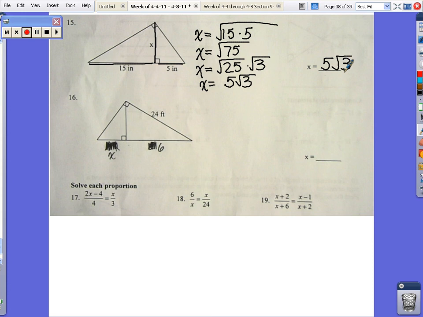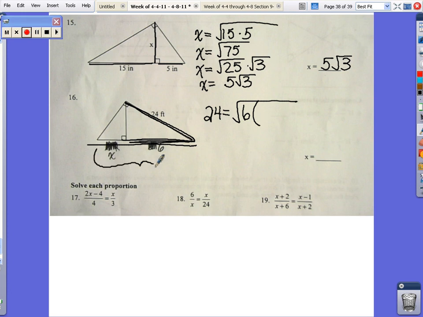Number 16, a lot of people have had some issues with, because in this one I know a leg and I know two of the parts. However, my relationship is a leg is equal to part times whole. So 24 equals the square root of my part that's connected, which is 6, times the entire side from here to here, which is 6 plus x. Again, the same thing from what we talked about on the front of the page on number 3. So 6 plus x. Now I have to solve.